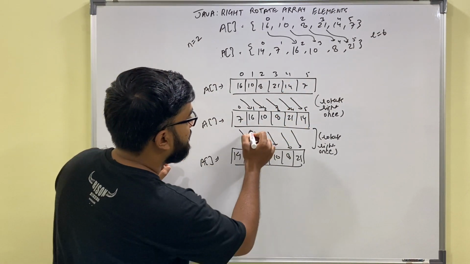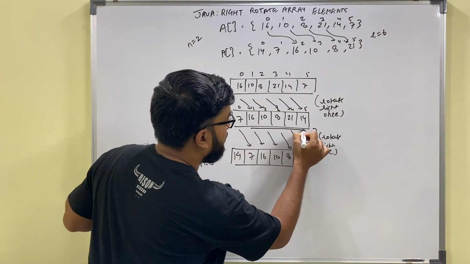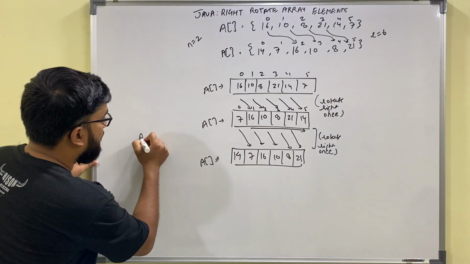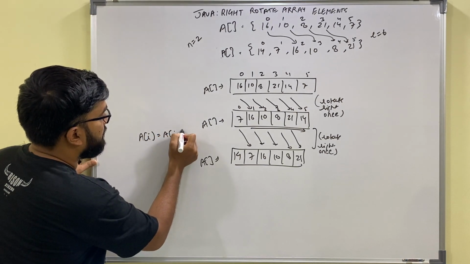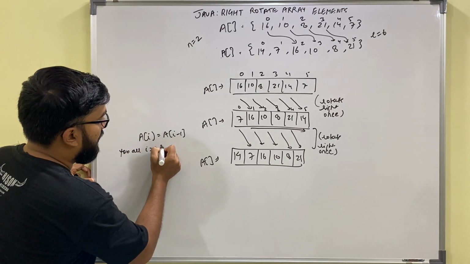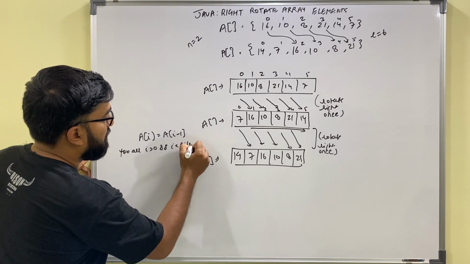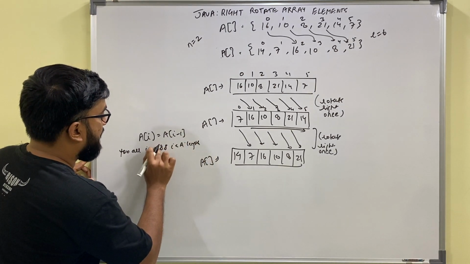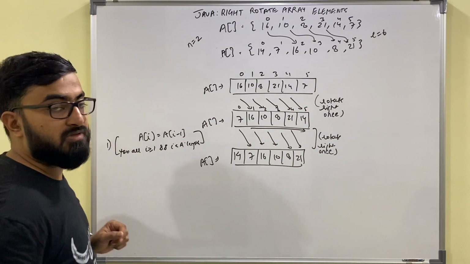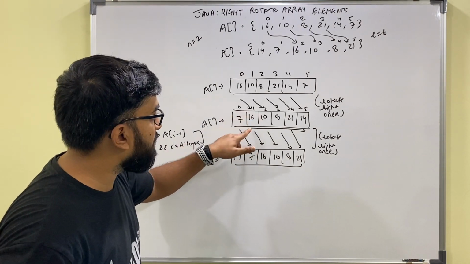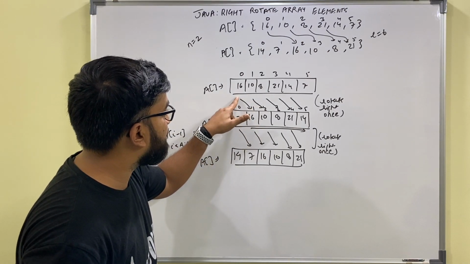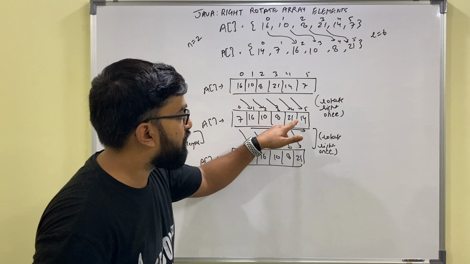We start from the second index and go till the last index, and for each index that we traverse, we say A[i] is A[i-1], for all i greater than 0 and i less than A dot length, or you can say i greater than or equal to 1. This is what we do. The first thing: we start from the second index, which is index 1, and go to the last index. For each index, this value is the value at the previous index, this value is the value at the previous index, and so on till the last index.